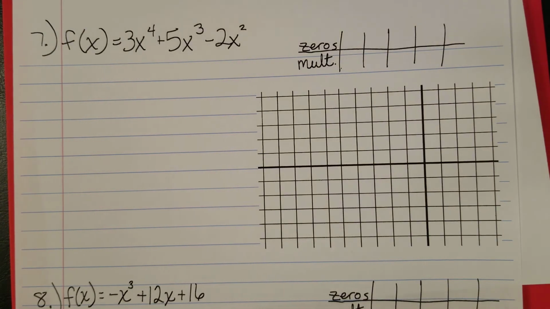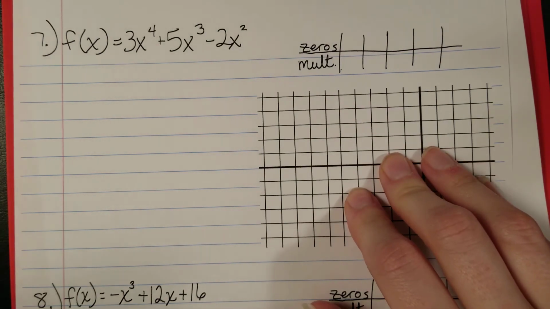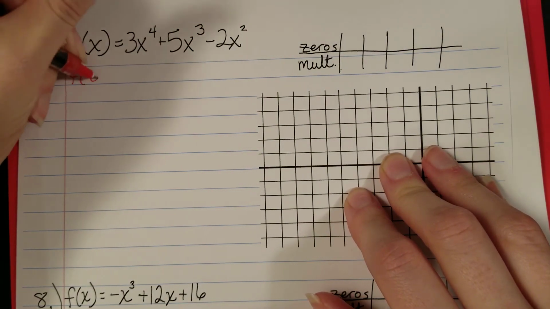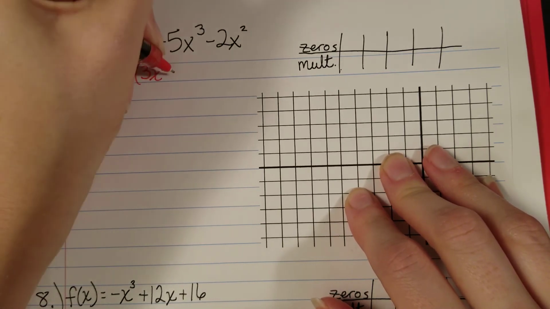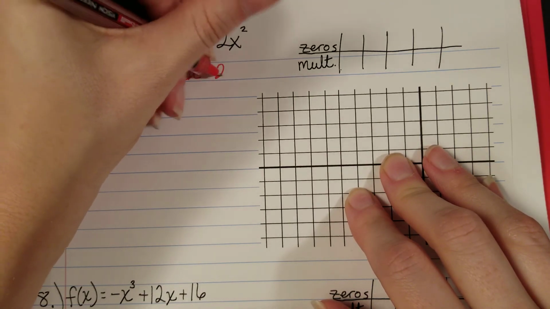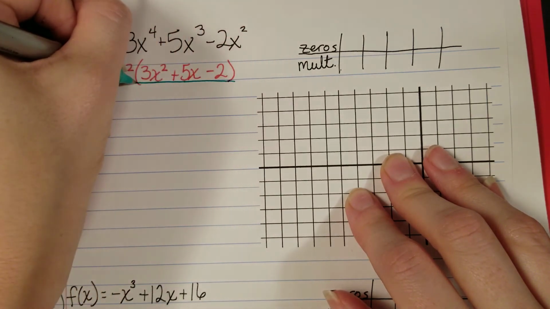All right, number 7. So for this one, we are going to have to factor it, but we don't even have a constant term to figure out the possible rational zeros, but we do have a GCF of x squared. That's the first thing I want to do, is factor out that GCF of x squared. So that'll be x squared times 3x squared plus 5x minus 2. And then let's go ahead and factor this.